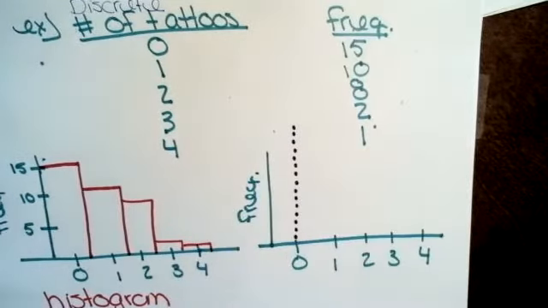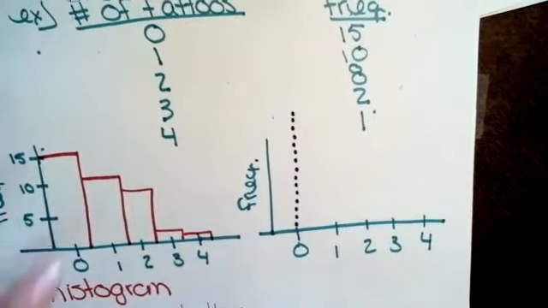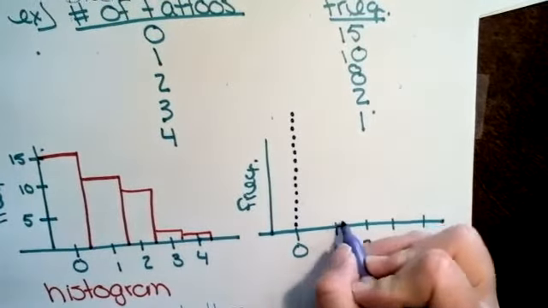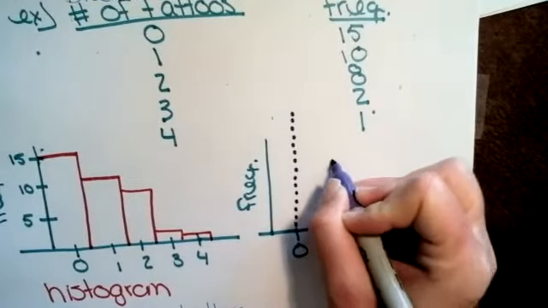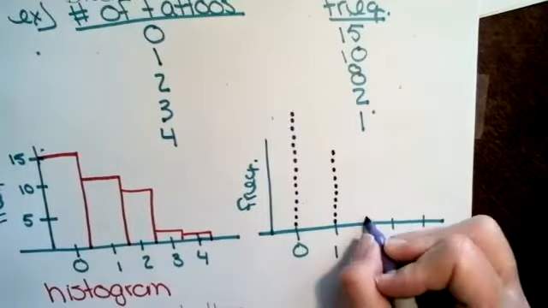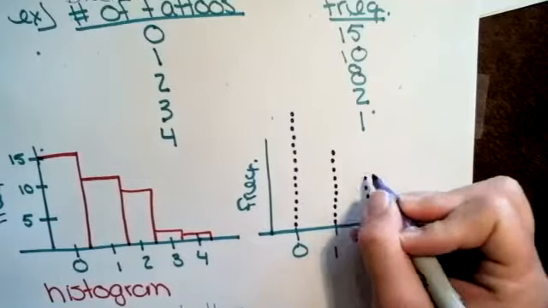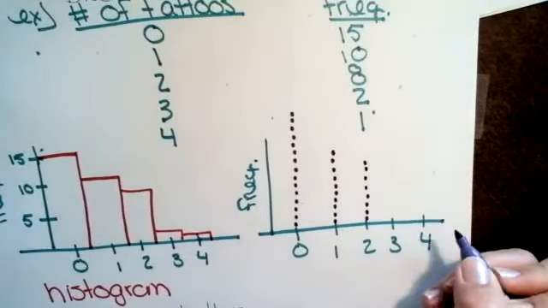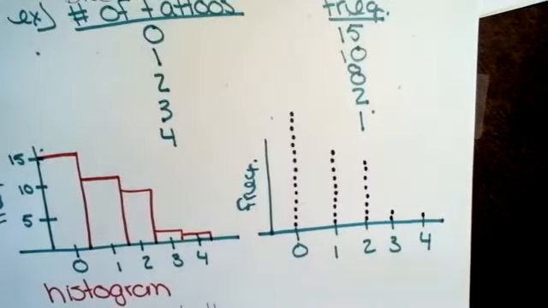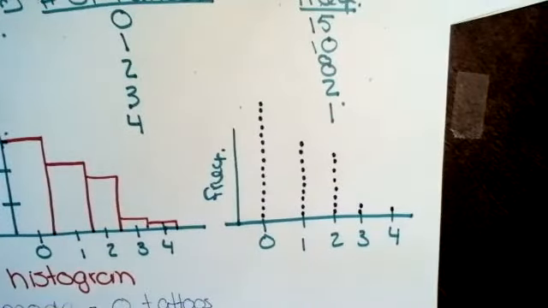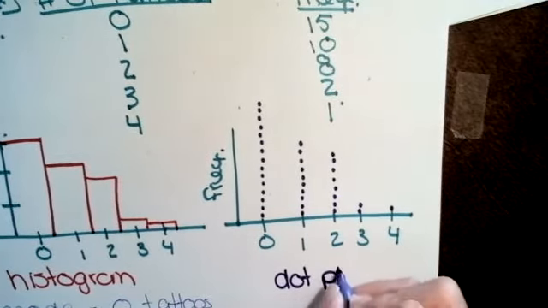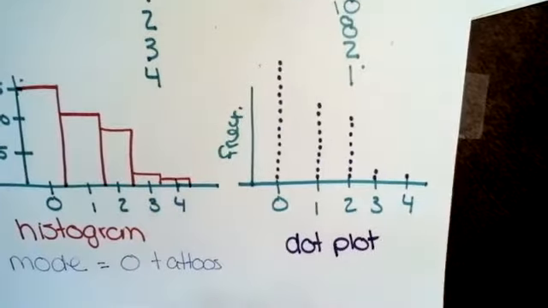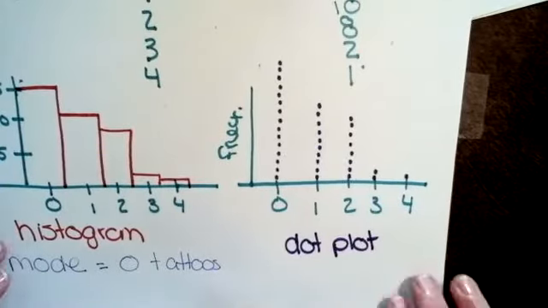Okay, I just spaced them out so we could actually see them, so it looks a little different than this, okay? And then 10 above the 1. And 8. And 2 and 1, okay? This is a dot plot. Like I said, very, very simple.